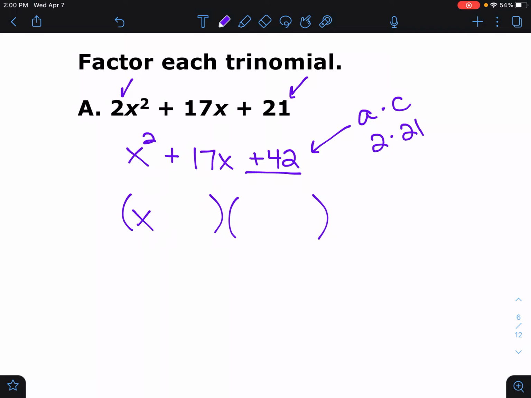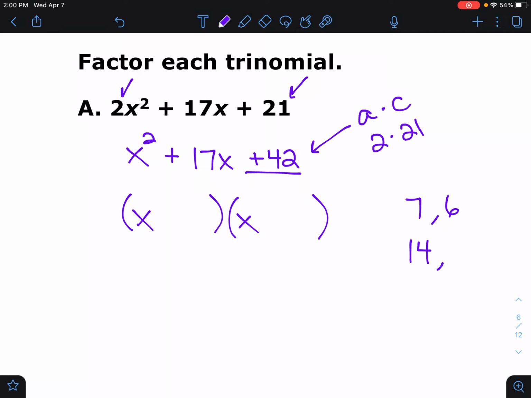Okay, put an x here and an x here. All right, now we're going to say two numbers that multiply to be 42, but add up to be 17. So you might say, well, let's see, 7 and 6 is 42. Nope, that gives me 13 if I add them. What else would give me there?